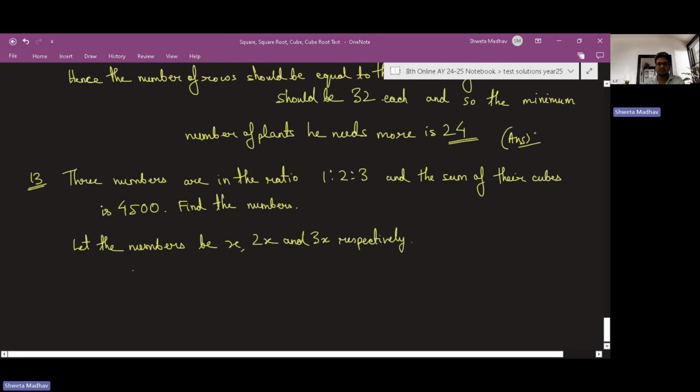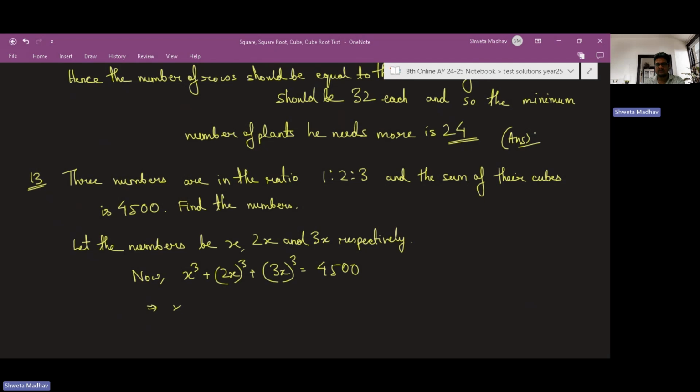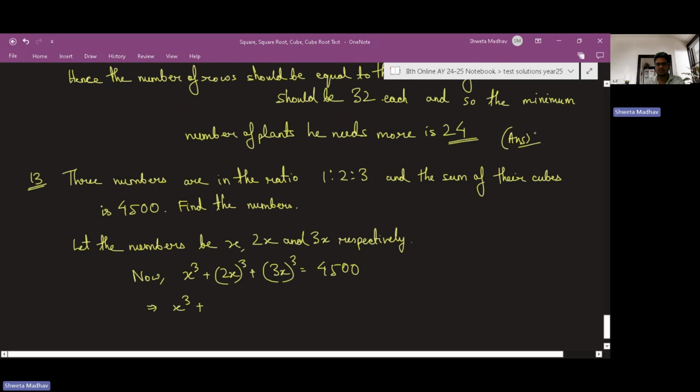Now it is told that the sum of their cubes, it means x cube plus (2x) whole cube plus (3x) whole cube, is equal to 4,500. So x cube plus 8x cube plus 27x cube is equal to 4,500. So we have to find the numbers.